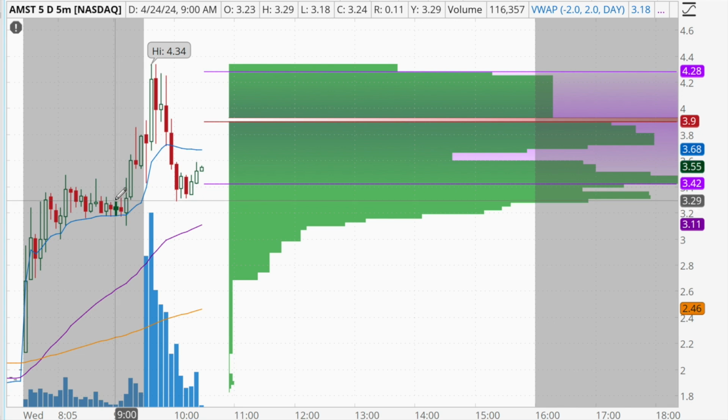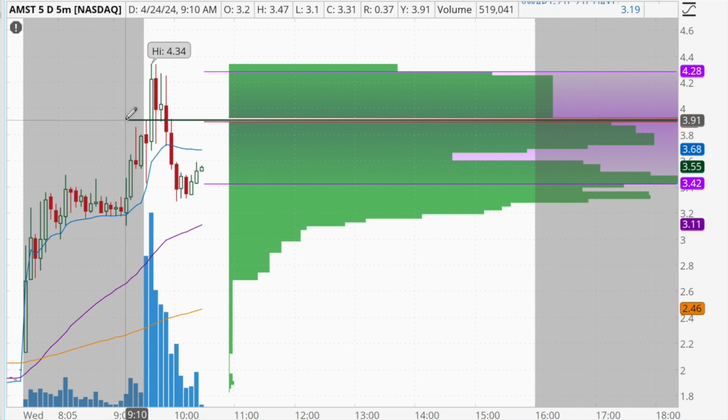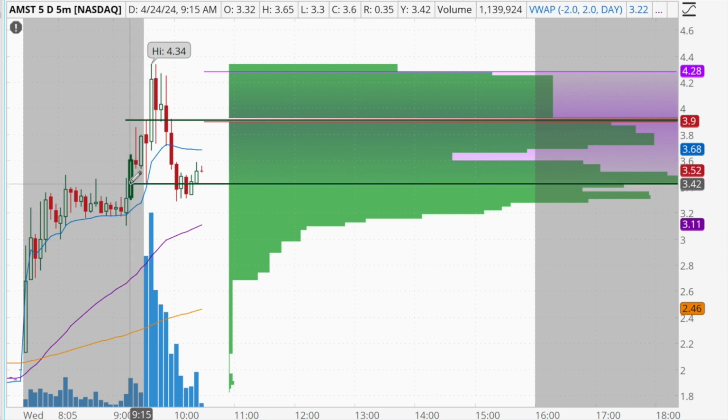And if you're familiar with the opening range breakout strategy, what you want to know is the high and the low of that first 5-minute candle. So the high here is going to be $3.91. That's going to be our opening range breakout level. And the low down here is going to be $3.43. That's going to be our risk level for this trade.